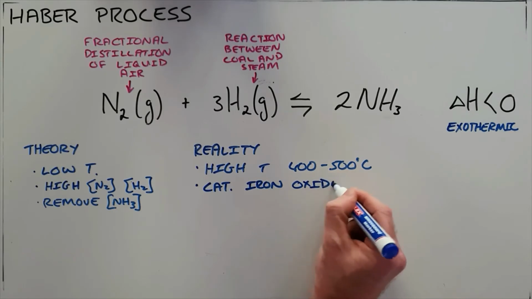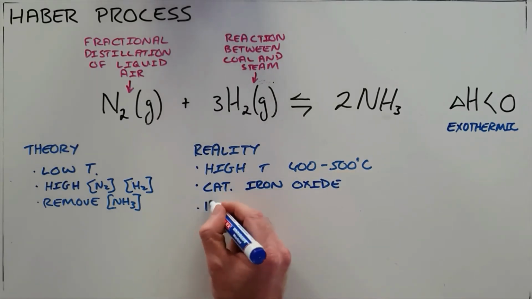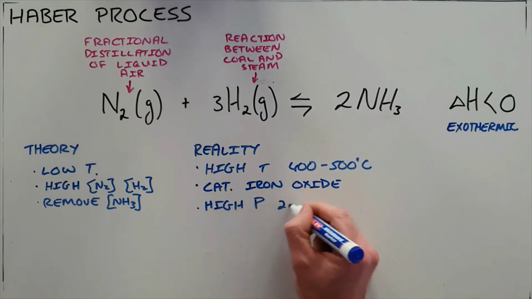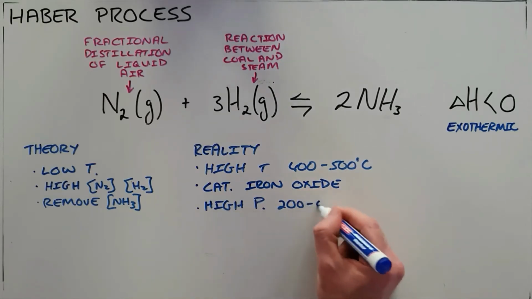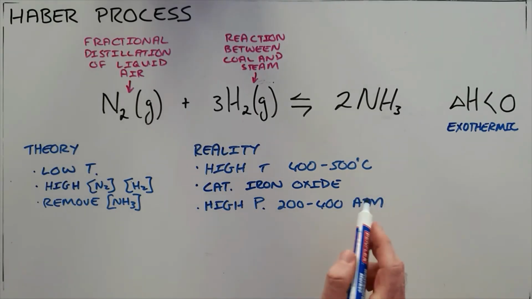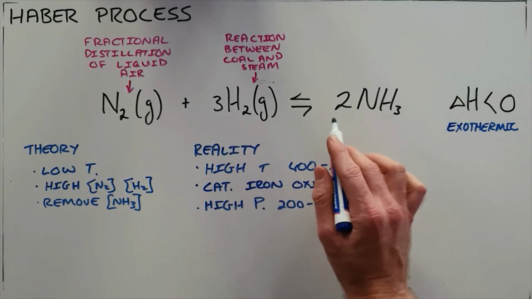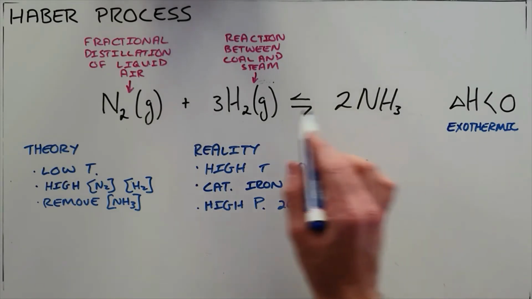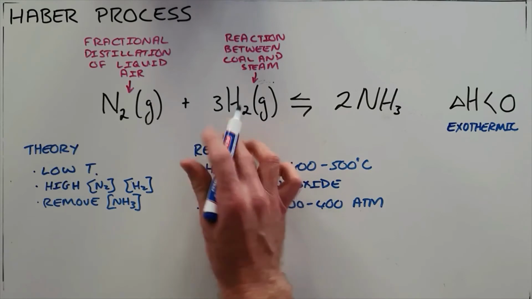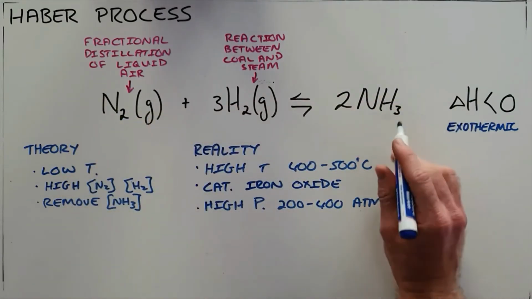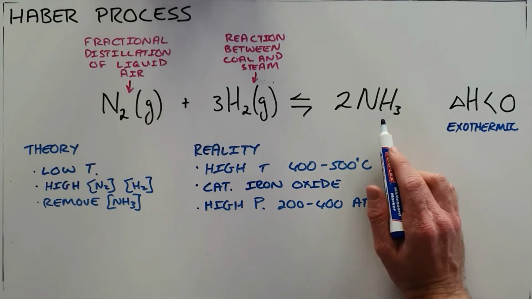The second change that we would make here is we would do this reaction at a very high pressure, normally somewhere between 200 and 400 atmospheres. As we can see, because the forward reaction produces fewer molecules, only 2 molecules, whereas the reverse reaction produces 4 molecules, a high pressure would favor the forward reaction and again produce more ammonia in this reaction.